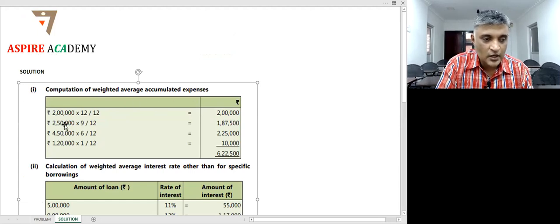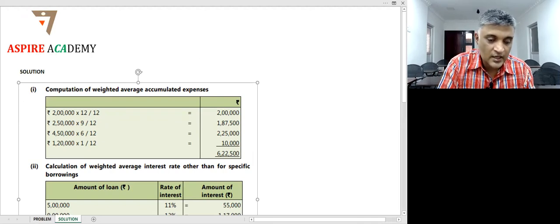If you do that working computation of weighted average expenses, you'll get 2 lakhs into 12 by 12, 2,50,000 into 9 by 12, 4,50,000 into 6 by 12, 1,20,000 into 1 by 12. Effectively, it is 622,500. Right? This is the weighted average expenses which is spent. And this has got a combination of both the generic borrowings as well as the specific borrowings.